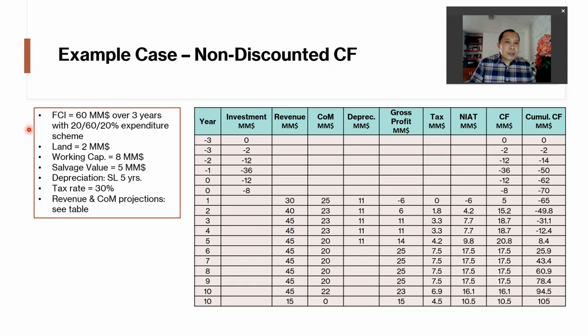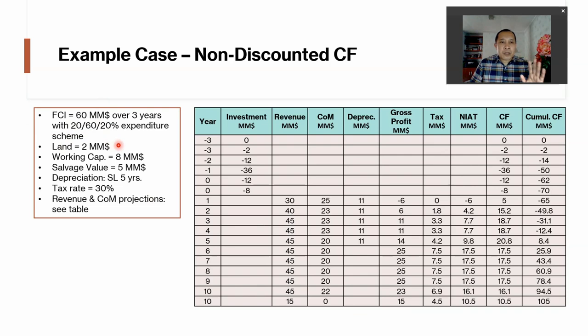And this is the case. So the FCI is $60 million over 3 years of construction period, in which the expenditure scheme is like this. So 20% of FCI is spent on the first year of construction, 60% on the second year, and 20% again on the third year of the construction phase.